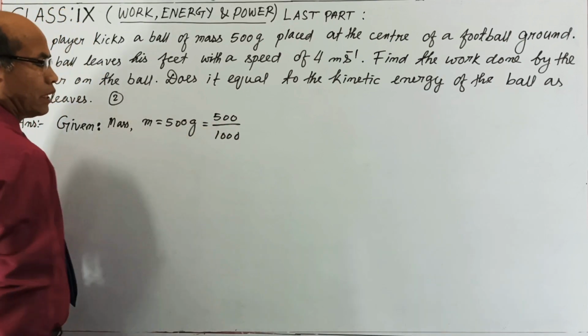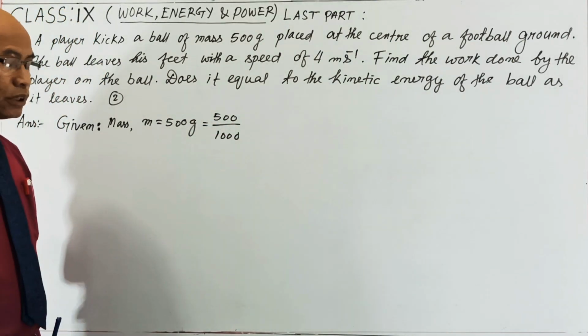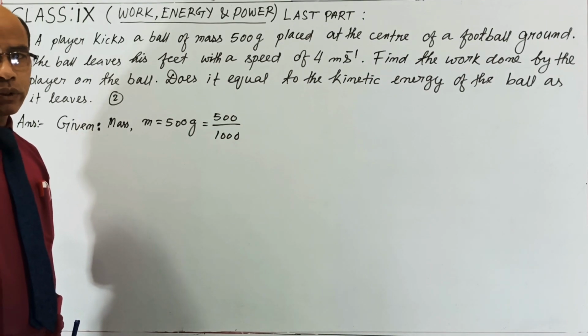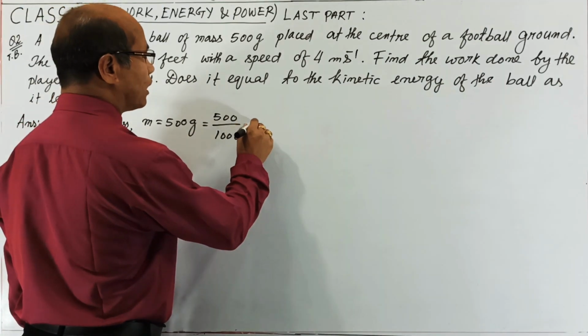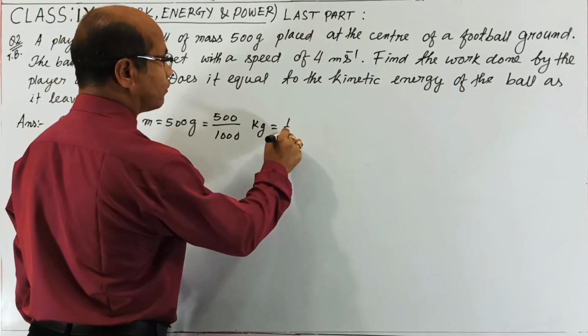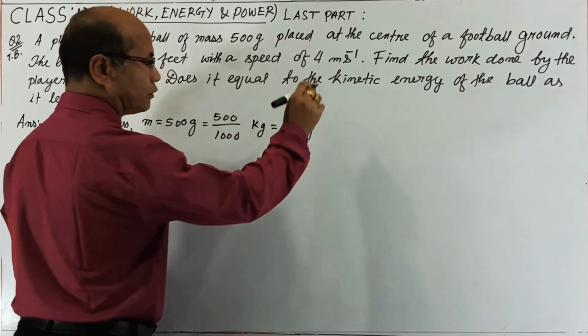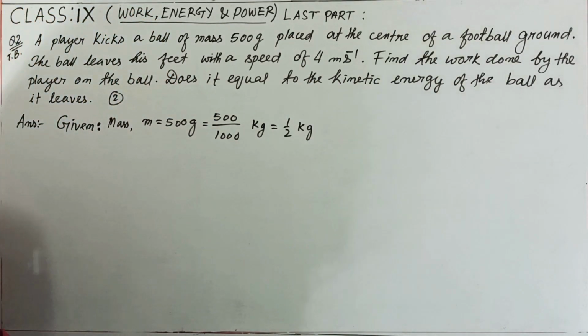1 kilogram is equal to 1000 gram. So to convert gram to kilogram you have to divide by 1000. Then how much will you get? Half kilogram. So this is the mass of the football.